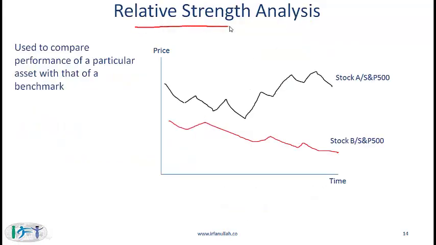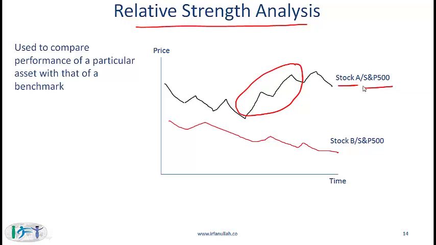Moving now to relative strength analysis. Relative strength analysis is used to compare the performance of a particular asset with that of a benchmark. The black line over here does a relative strength analysis for stock A relative to the S&P 500. We come up with this line by simply taking the price of stock A and dividing by the price of the S&P 500.